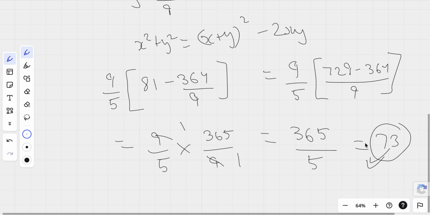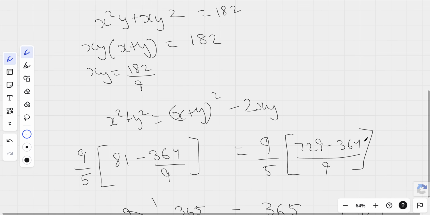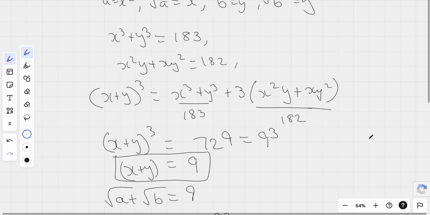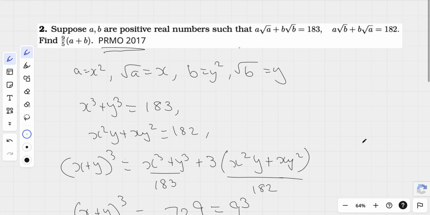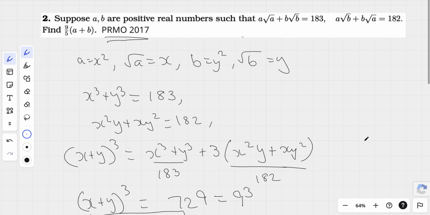This was a PRMO 2017 question. We manipulated it and solved it elegantly. Now of course, these kinds of questions are non-routine questions, and they might not be there in our school textbooks.